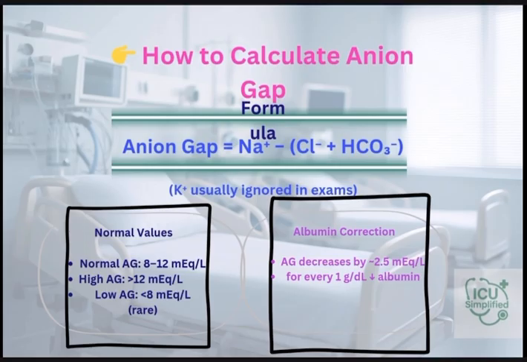The formula is simple. Anion gap equals sodium minus the sum of chloride and bicarbonate. In most exam and clinical settings, potassium is usually ignored. The normal anion gap is typically between 8 and 12 milliequivalents per liter. A value greater than 12 indicates a high anion gap, while a low anion gap, which is less than 8, is relatively uncommon. It's also important to remember the effect of albumin. Since albumin is a major unmeasured anion, the anion gap decreases by approximately 2.5 milliequivalents per liter for every 1 gram per deciliter fall in albumin. Keeping this correction in mind helps avoid underestimating the anion gap in patients with hypoalbuminemia.